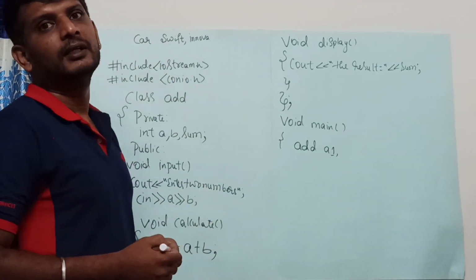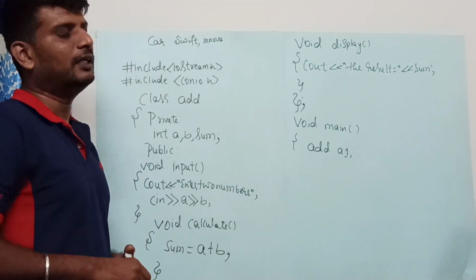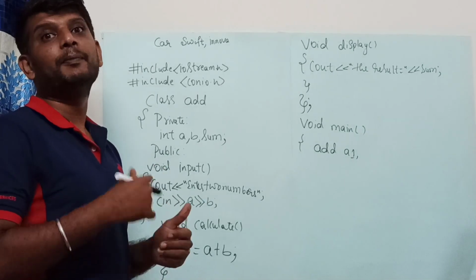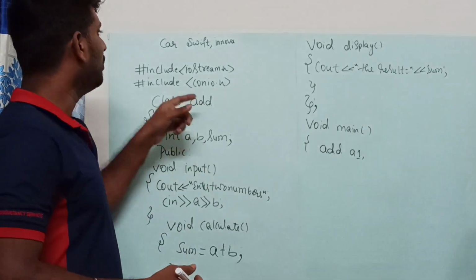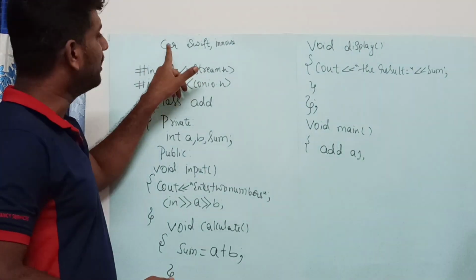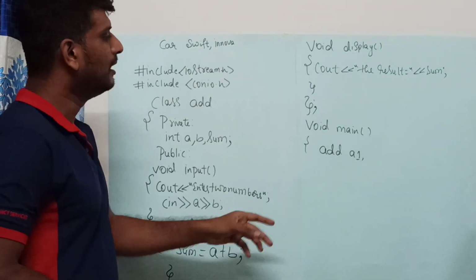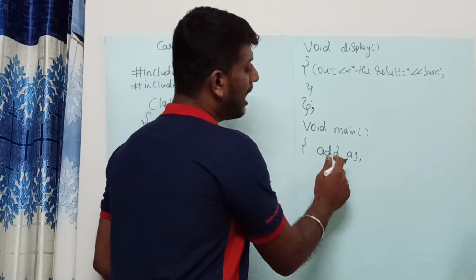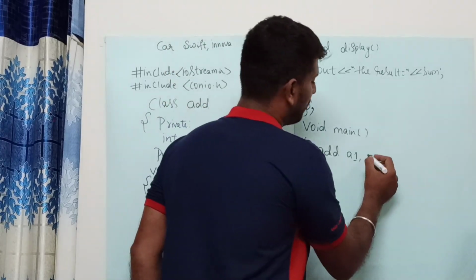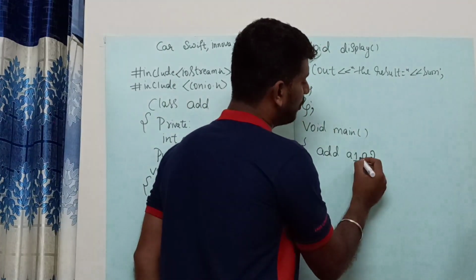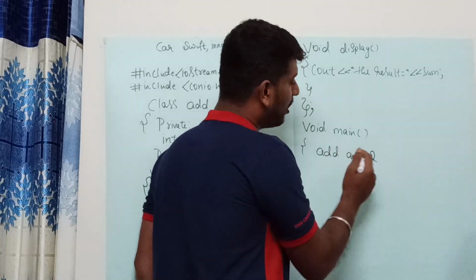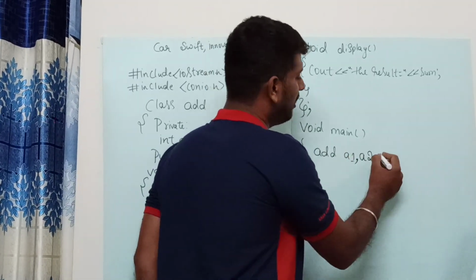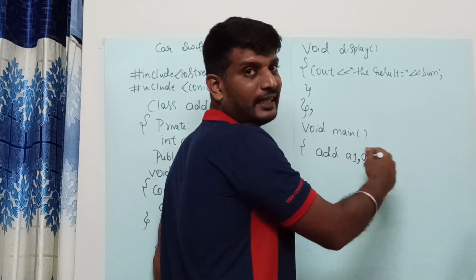I have told you in the beginning of this video that we will be creating multiple objects. I have given you the example, that is car, Swift, and then Innova. Here also I want to create multiple objects. So I am creating another object, called A2. You have to separate the two objects by making use of the comma operator.